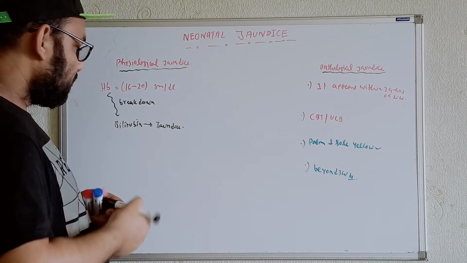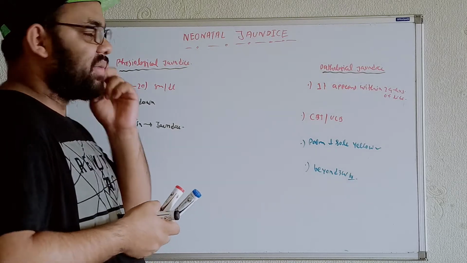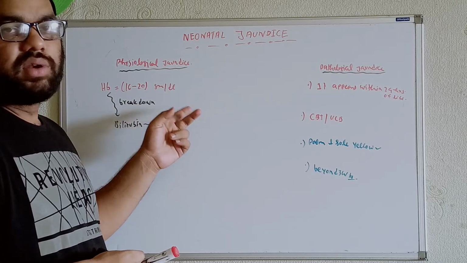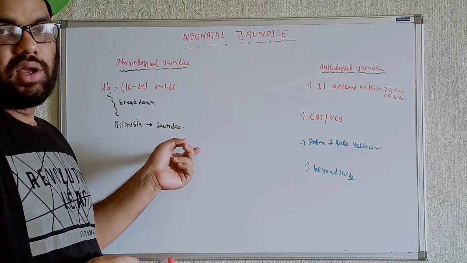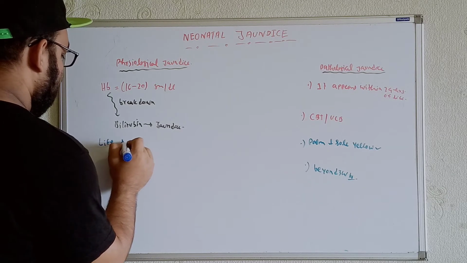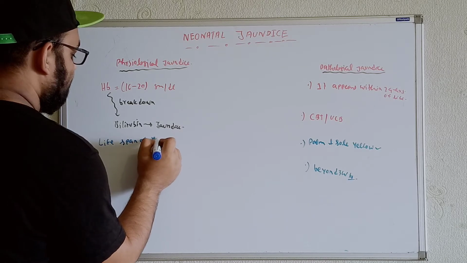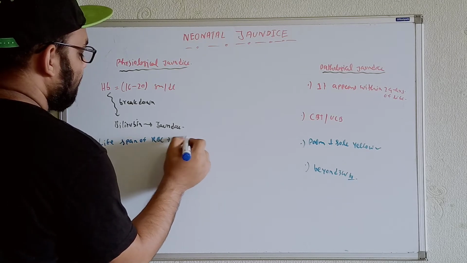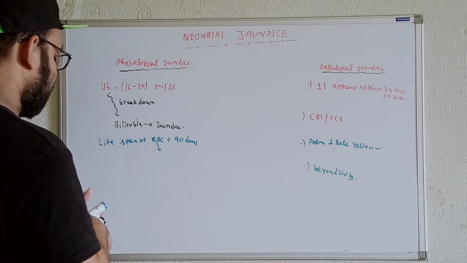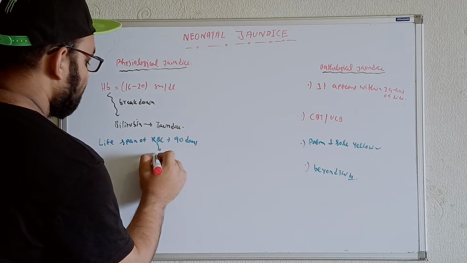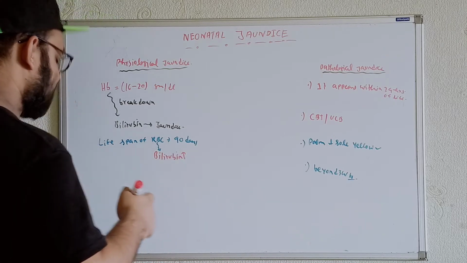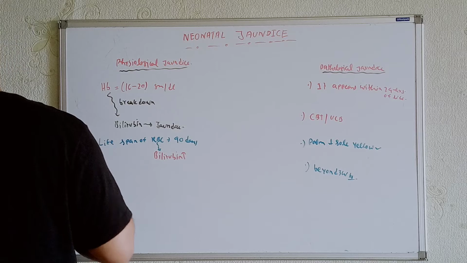Another reason is that the lifespan of the RBC in neonates will be less than the adult. In case of the neonates, try to understand, the lifespan of the RBC will be around 90 days. So if you write it over here, the lifespan of RBC will be around 90 days. Whenever the lifespan of the RBC is less, the RBC will break down very soon. Whenever RBC break down very soon, they produce more bilirubin. So more bilirubin will be produced, and there is a chance for developing the physiological jaundice.